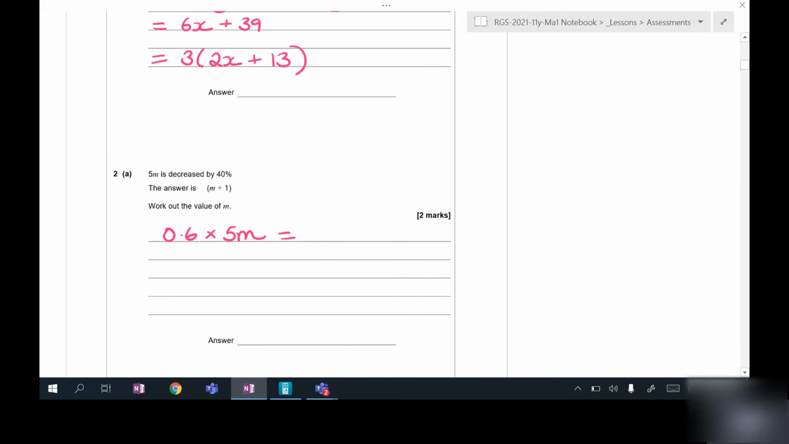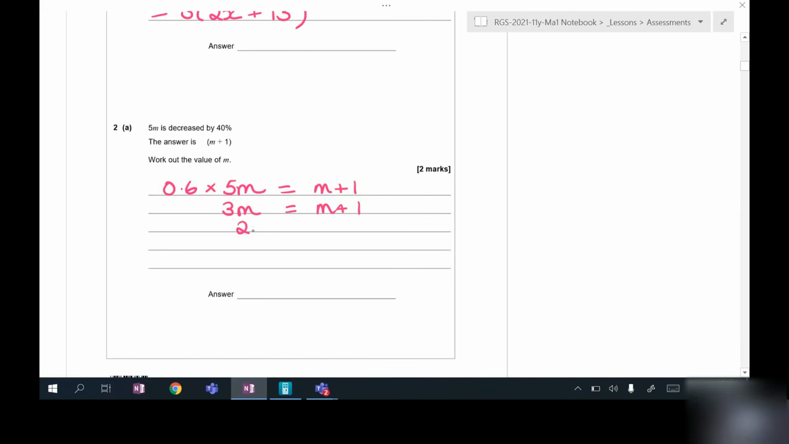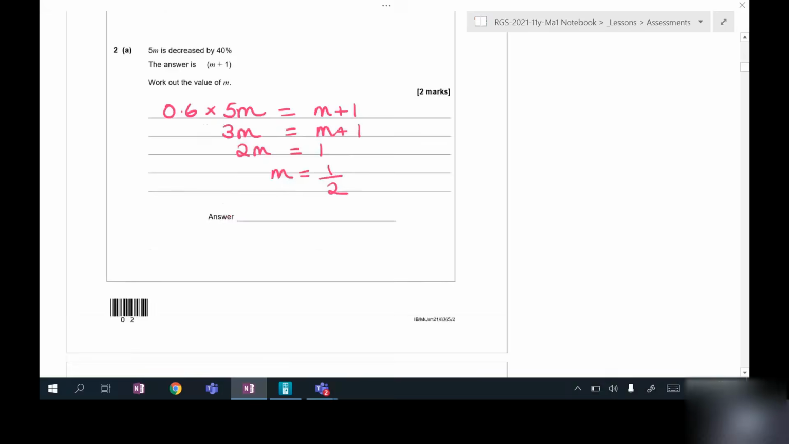And when I do that, I get an answer of m plus 1. 0.6 times 5m would give me 3m. So if I solve this equation, I end up with m equals a half. So again, something you could get at GCSE.